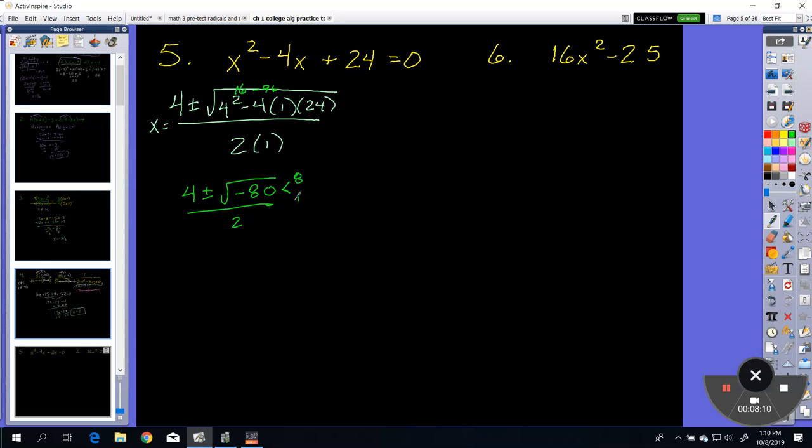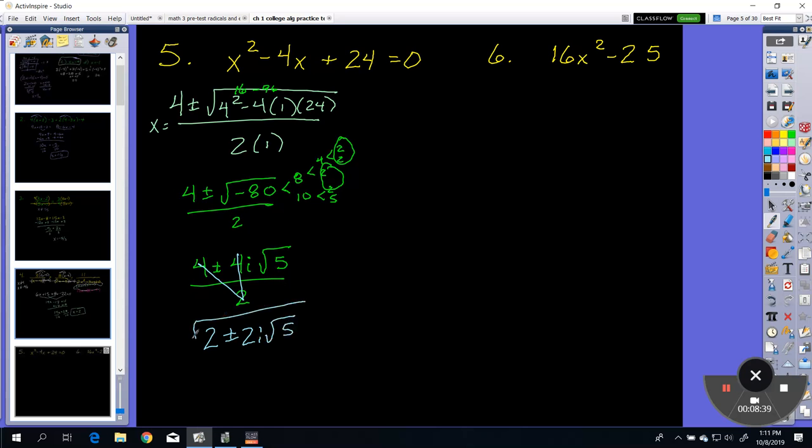8 and 10, 4 and 2, 2 and 5, 2 and 2. So there's a pair of 2's and there's a pair of 2's. So they come out. So here's the 2 pairs that came out. 2 times 2 is 4. The negative comes out as an i. The 5 stays in, and that's a 2. Since these are all divisible by 2, I can divide all of these by 2. So that's 2 plus or minus 2i square roots of 5.